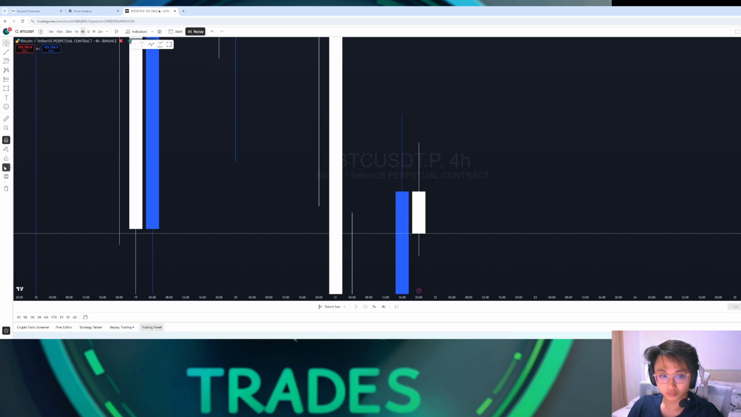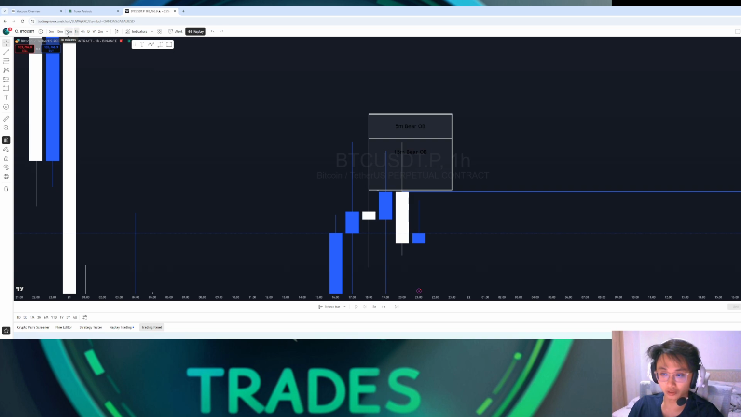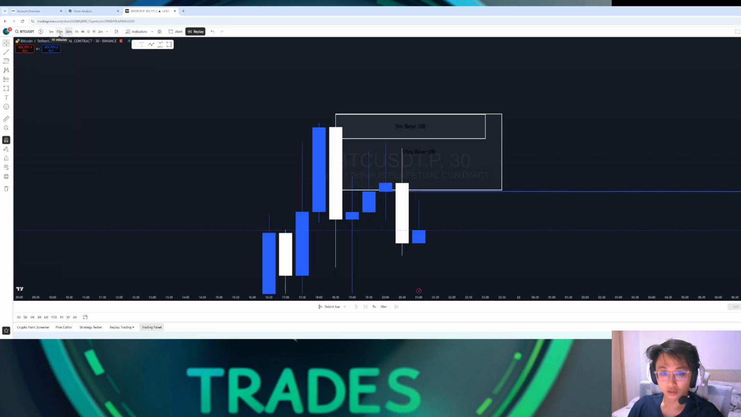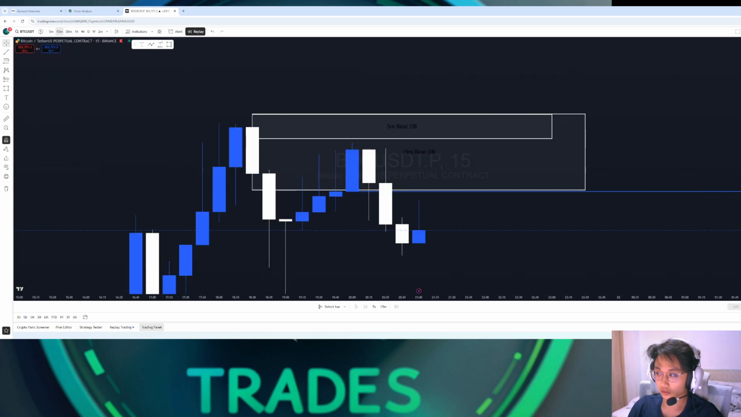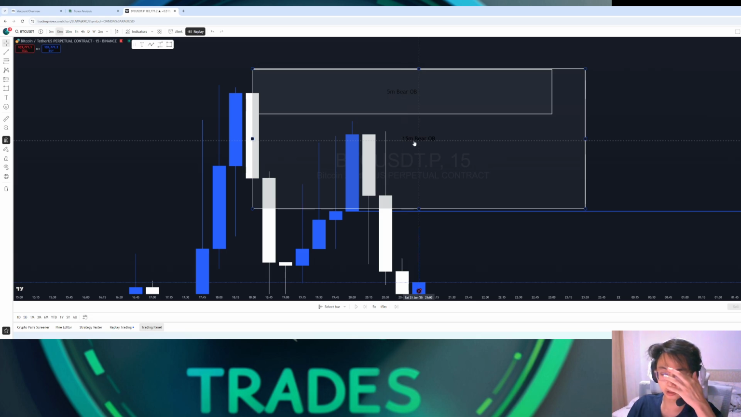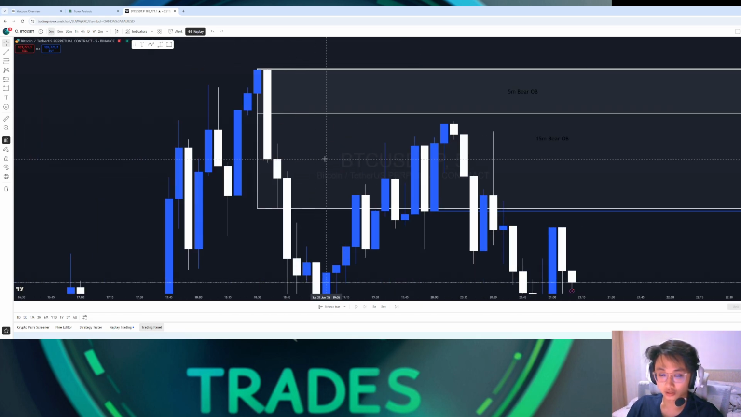Firstly, we mark out the open of the candle. Tentatively we want to buy above the opening price. Heading to 1 hour, there's no POI. 30 minutes too. Now we are at a 15-minute time frame. We have tapped into the 15-minute bearish order block, which is the most extreme. Okay, good.